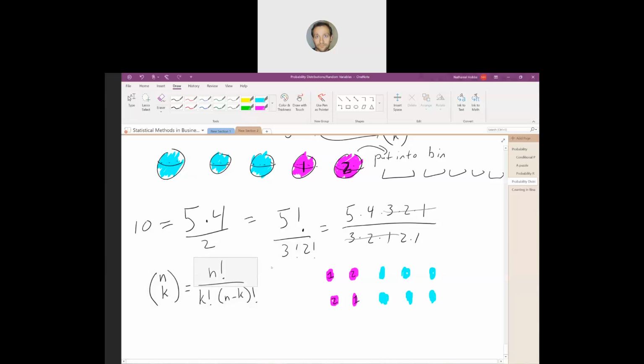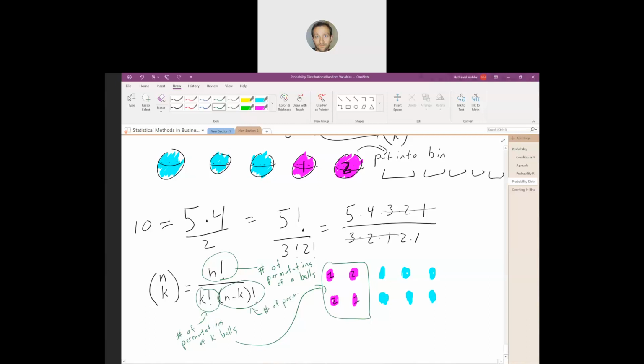You're thinking on the top here, this number of permutations of n balls, this k factorial, number of permutations of k balls, that's this type of example, and then this is the number of permutations for the remaining balls. Right? So the remaining ones, you have n, and then you take away k of them. And then whatever that number is, that's how many you have left that are not the k.